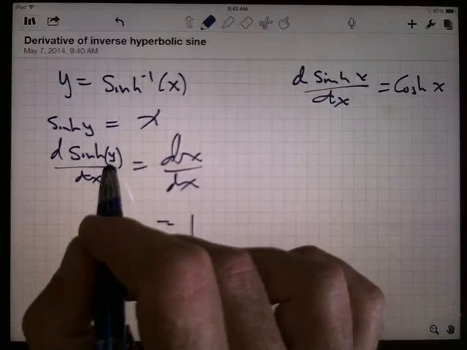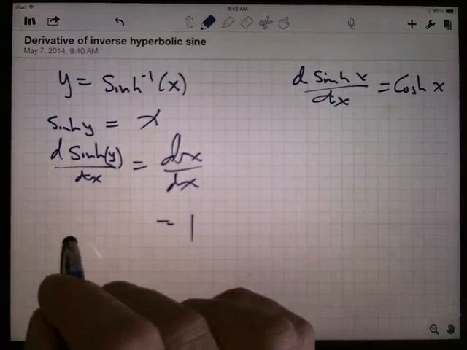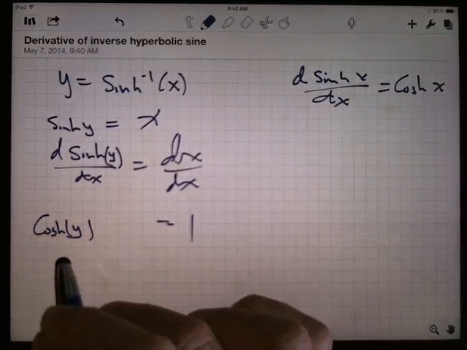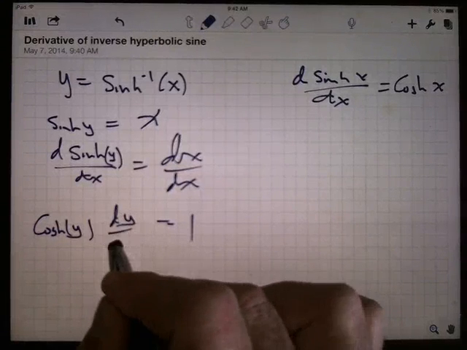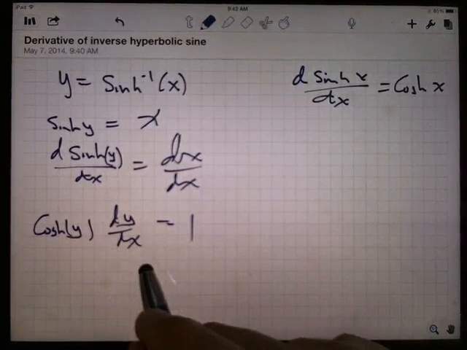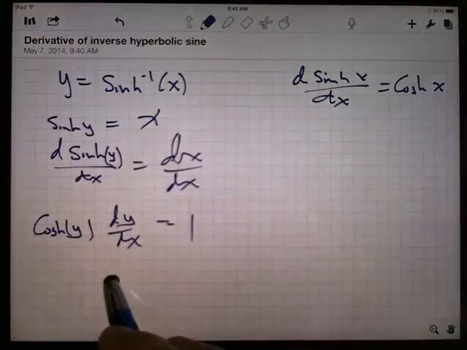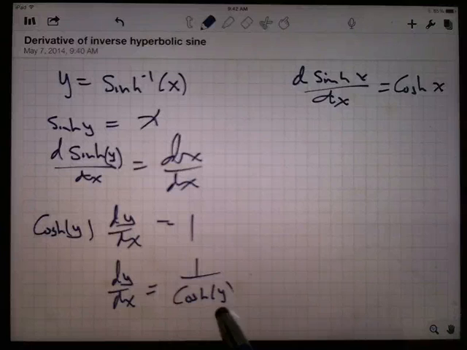But the derivative of the hyperbolic sine of y now with respect to x is, well, if I took it with respect to y, that would be the hyperbolic cosine of y. But I don't want it with respect to y. I want it with respect to x. So the chain rule says multiply by the derivative dy/dx. And then solve for dy/dx. Oops, not dx. dy/dx is 1 over the hyperbolic cosine of y, right?